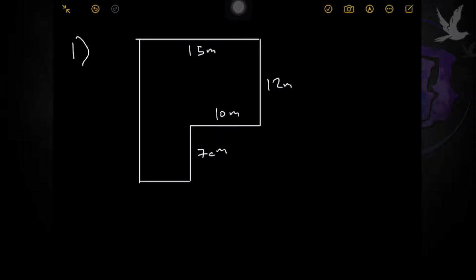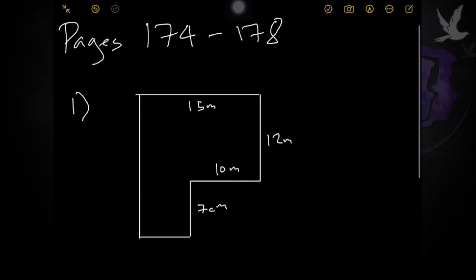Hello there, kids. Today we are going to deal with pages 174 to 178 about area and perimeter. So these are our actually complicated word problems regarding perimeter and area.